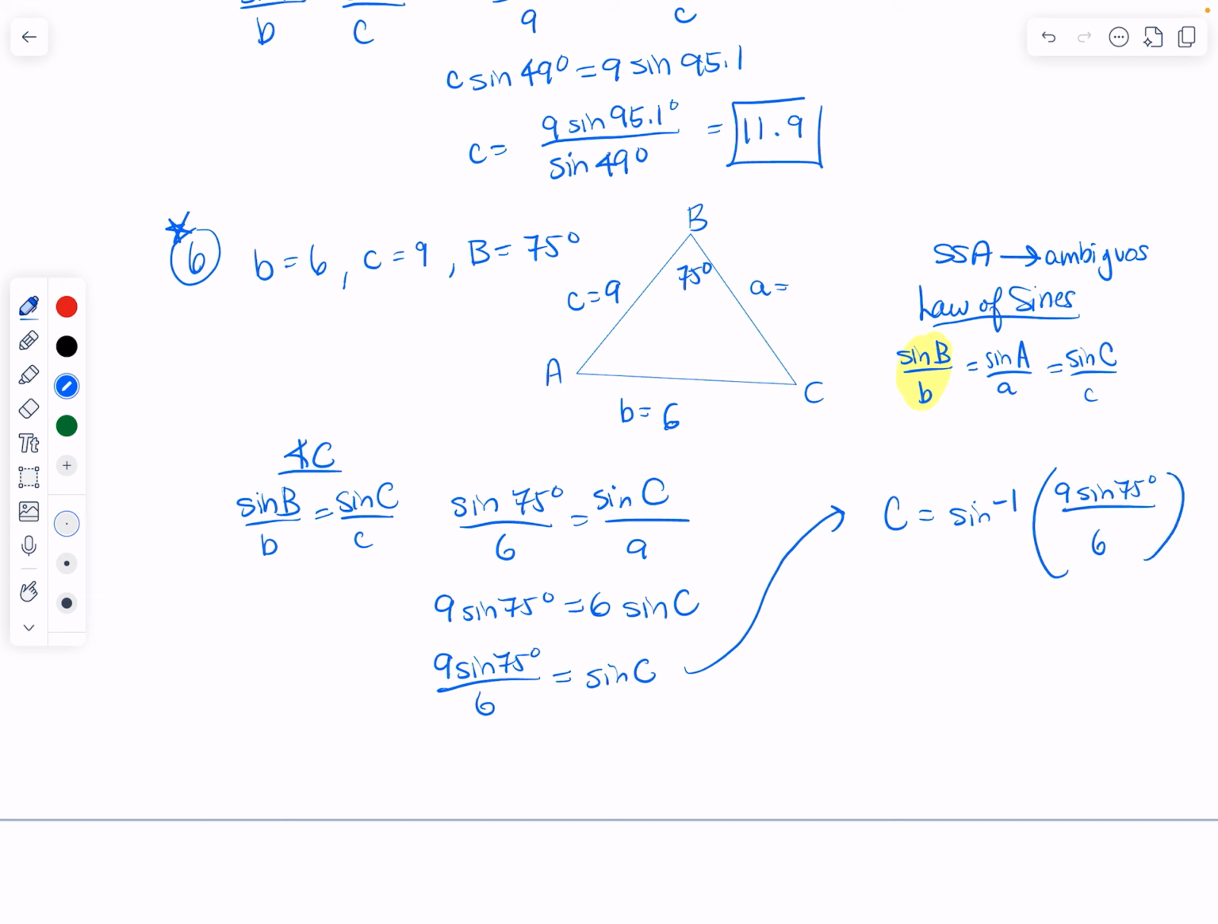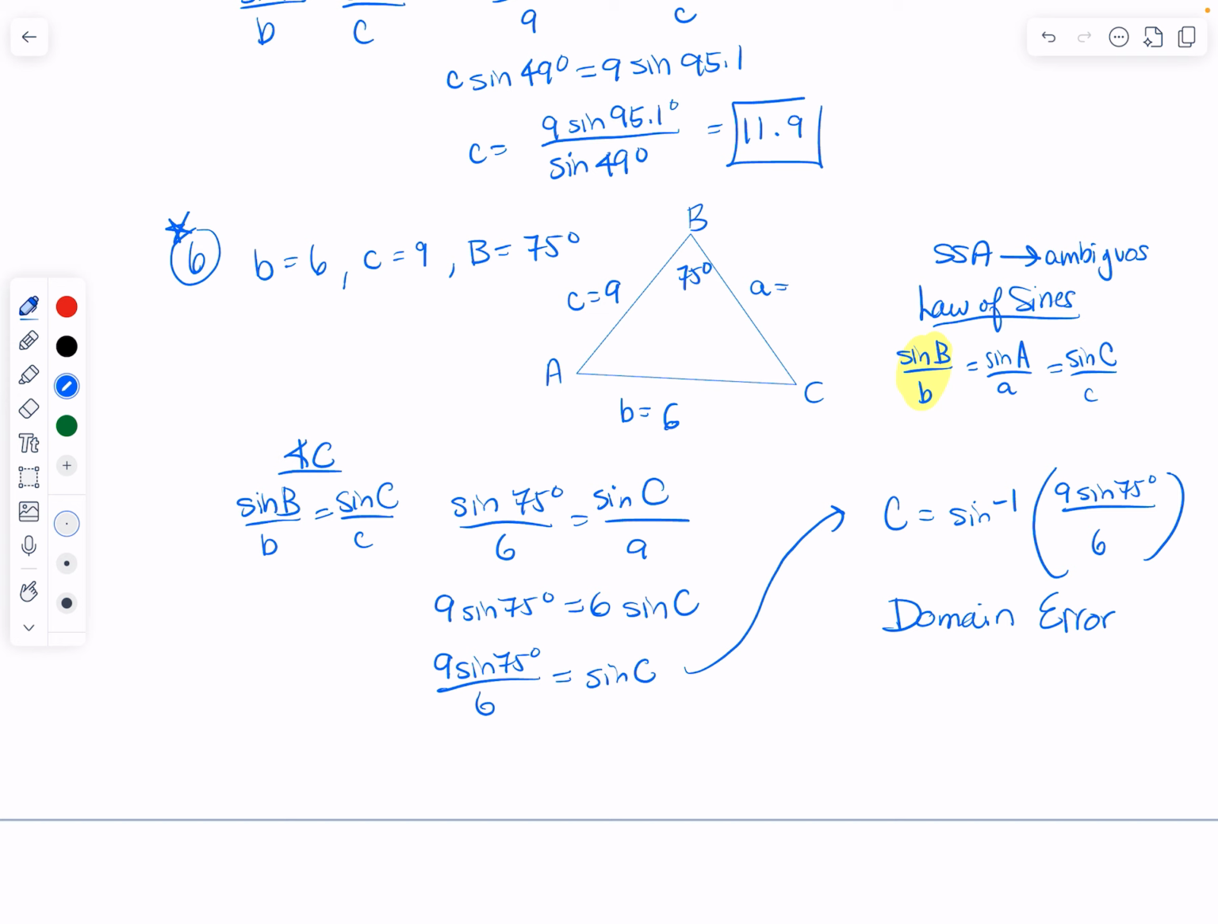So let's go ahead and plug that in the calculator and see how that turns out. So inverse sine of parentheses 9 times sine of 75 degrees end parentheses, and I'm going to divide that by 6. And when I do that, I get a domain error. The reason I get a domain error is, remember that inverse sine goes from negative pi over 2 to pi over 2, and I can only plug in values for inverse sine where the domain is negative 1 to 1. 9 sine of 75 degrees divided by 6 is greater than 1. So that's why it's resulting in a domain error.